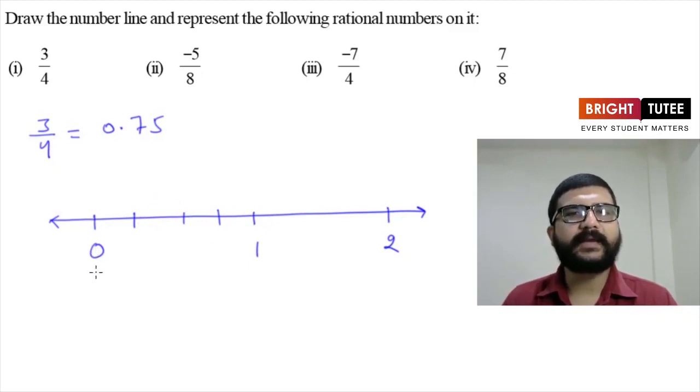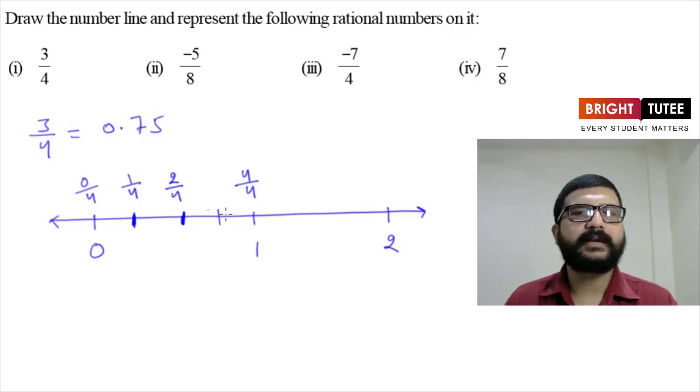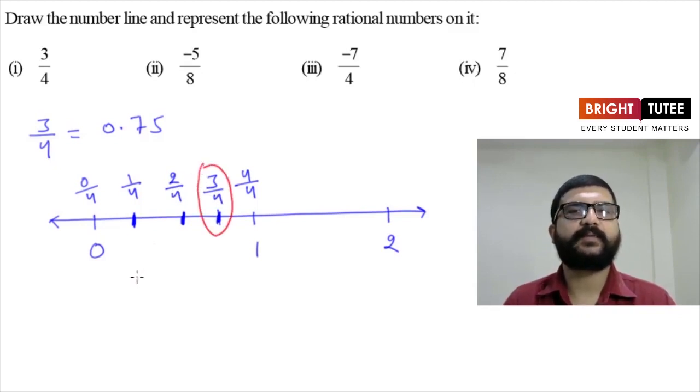Now we can write 0 as 0 upon 4 and we can write 1 as 4 upon 4. Now here it is 0 upon 4. Now what do you think about this number? The number right after 0 upon 4, it will be 1 upon 4 and then it is 2 upon 4 and then here is the required number, that is 3 upon 4. So the required number is this one, 3 upon 4. Like this we can plot any number on the number line.